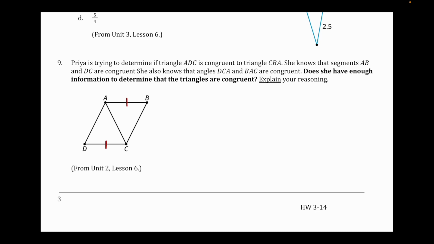Got it. If they don't give those to you, or they don't even give you a picture, you always want to draw it. That way you can also label it and actually see what's going on in addition to reading it. You always want to have as many ways to deal with this question or with your geometric shapes and situations as possible. So she also knows that angles DCA and BAC are congruent. Okay, so let's find DCA. DCA is in this corner, and then she said BAC are congruent, so that's this one.